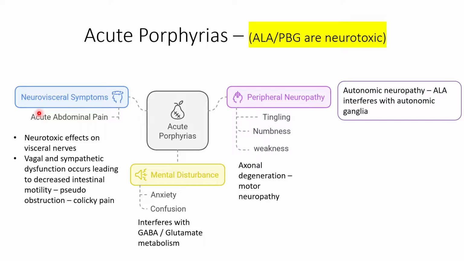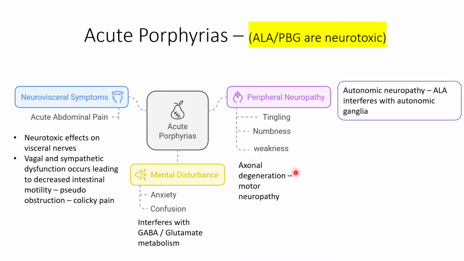Now, why does acute abdominal pain occur? This is because ALA and PBG affect the sympathetic as well as parasympathetic nervous system of the GI tract, and as a result there is a decrease in intestinal motility, which gives an impression of pseudo obstruction, and this results in colicky abdominal pain. This is the most common acute presentation of acute porphyrias. It can also affect the peripheral nerves, causing tingling, numbness, weakness, and this occurs because the axons of the nerves are affected.